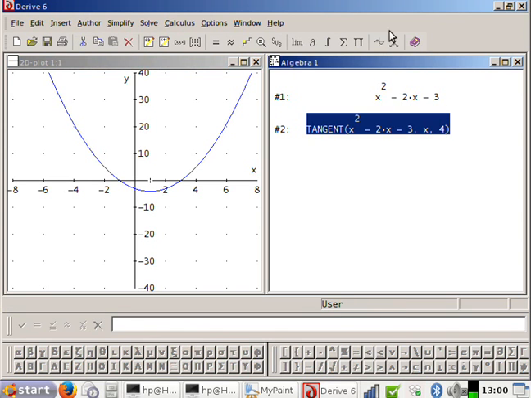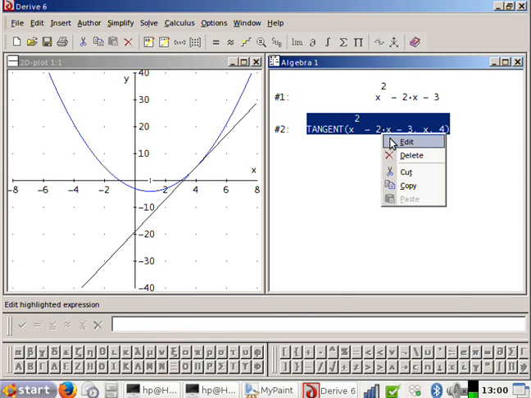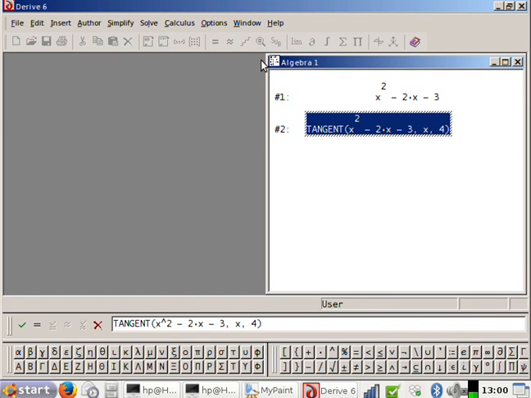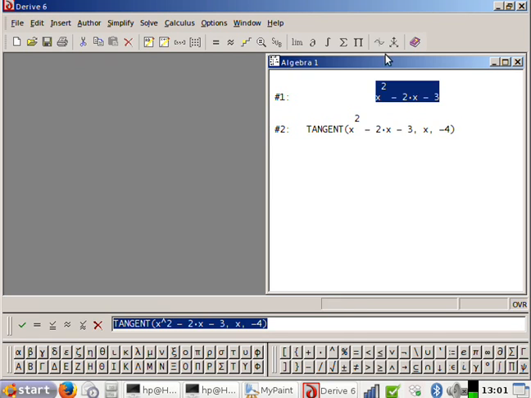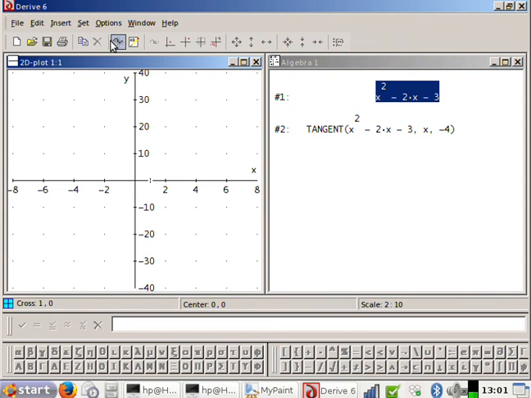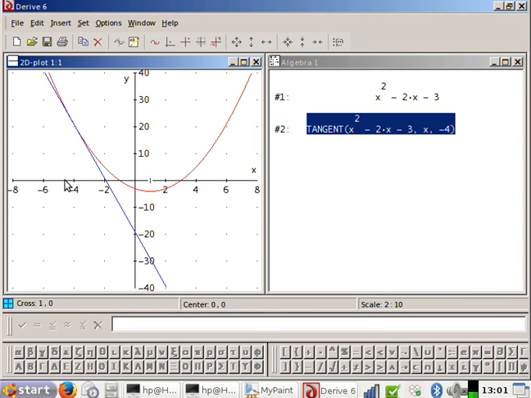No good. Wait. -4. Oh, hang on. Start over. Right. -4. Right, let's try this again. Draw, and then this one here. Draw. There we go, -4.